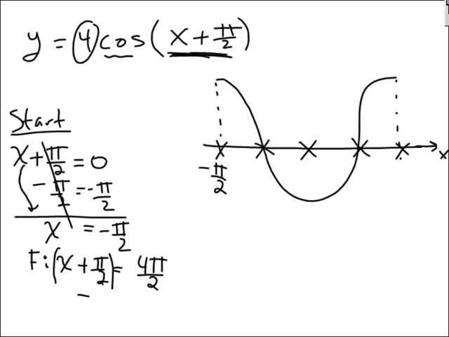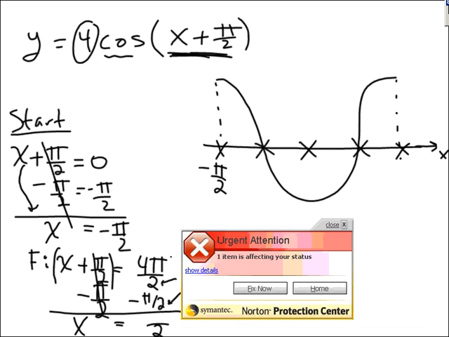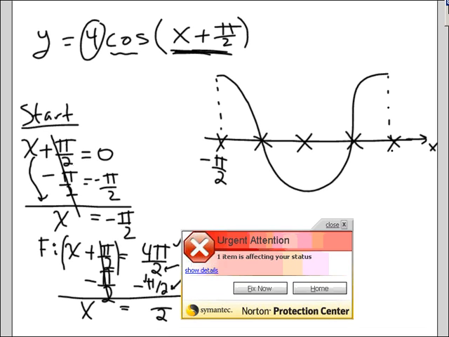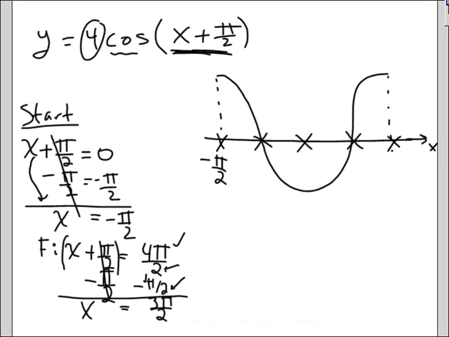Because on the left side, you take away pi over 2, no problem at all. You just get x. But when you take away pi over 2 from the right side, the denominators have to be the same. And what do you know? They are. The numerators, 4 pi minus pi is 3 pi. This graph ends at 3 pi over 2. Now, let's find the middle.